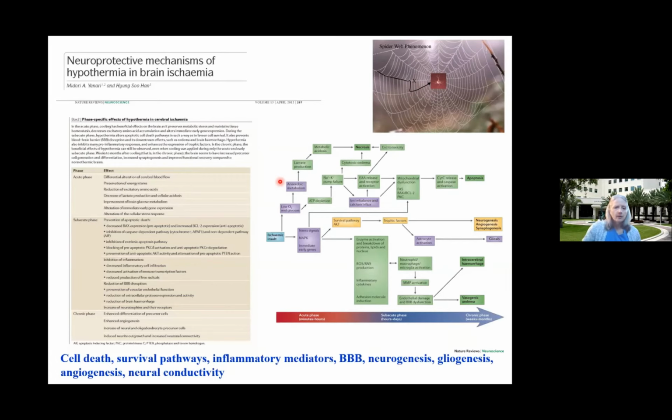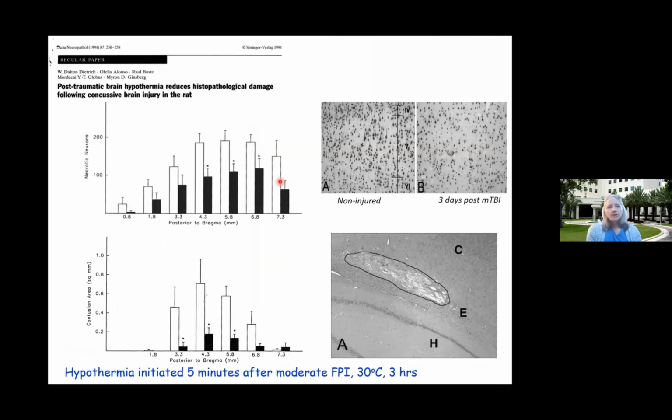So this was our first study that we published in 1994, when I was a very small child, by the way, by Dr. Dietrich and colleagues. Basically, after fluid percussion brain injury, hypothermia was initiated 5 minutes after trauma. And at this time, we were doing 30 degrees C for 3 hours. But clearly showing the black bars are the hypothermic animals, and we had a decrease in necrotic neurons over the cortical areas where the contusion is, as well as a decrease in contusional areas.